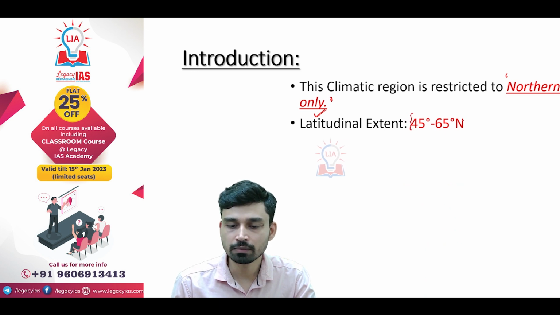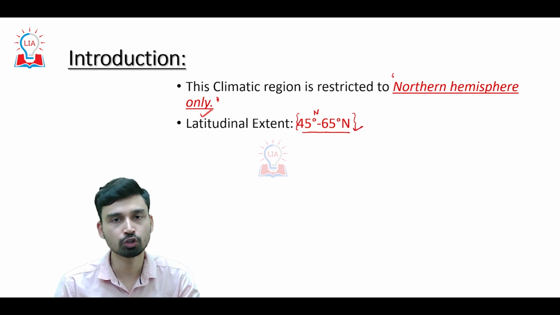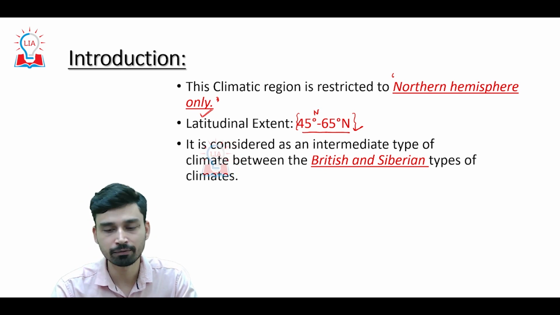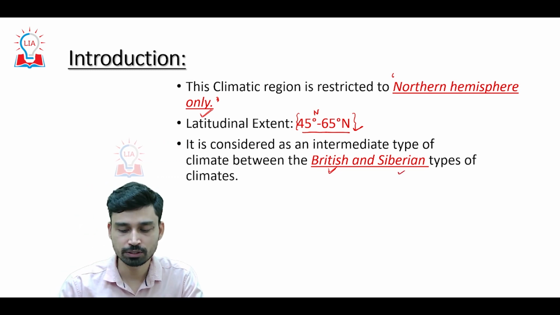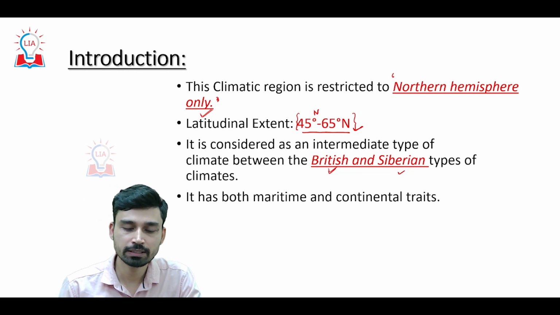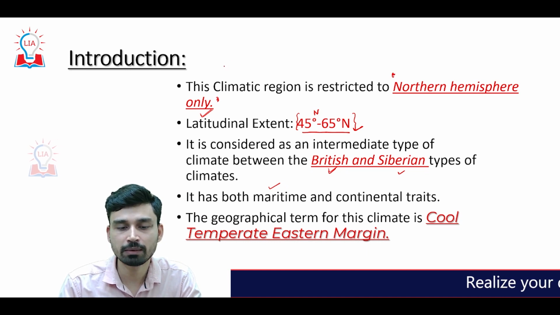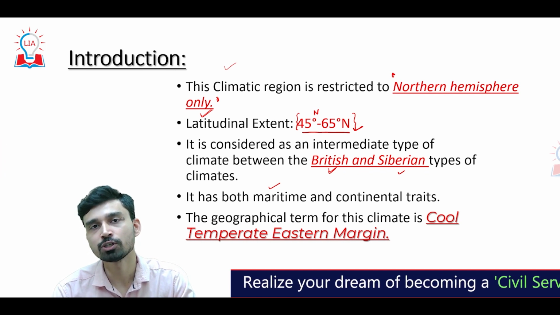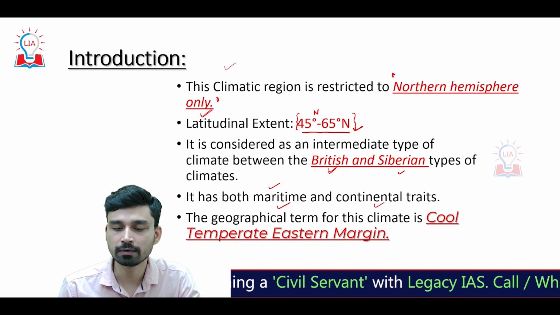Second, in terms of latitude, it extends somewhere between 45° north to 65° north, and it is considered a transitory or intermediate kind of climate between the British climate in the south and the Siberian climate in the north or west. That is why this climatic region has the influence of both maritime as well as continental traits, because it is surrounded by ocean on all sides and also has a very vast continental landmass. Thus both maritime as well as continental traits.